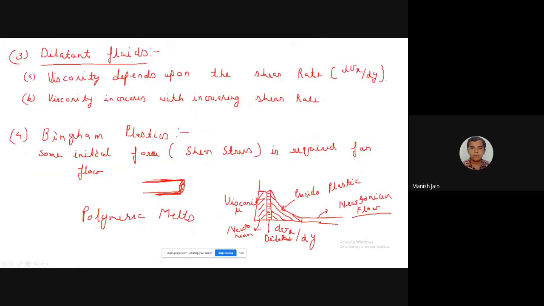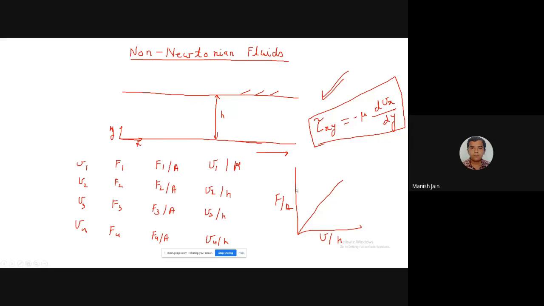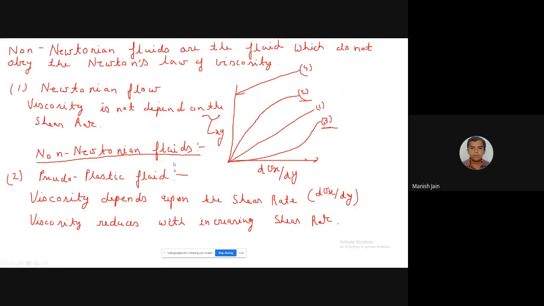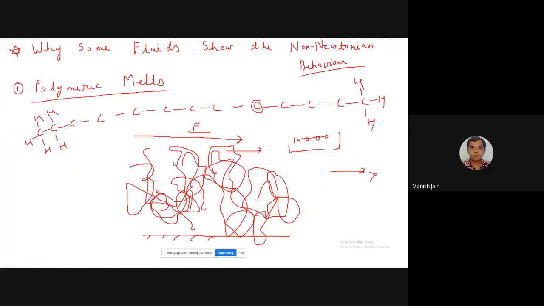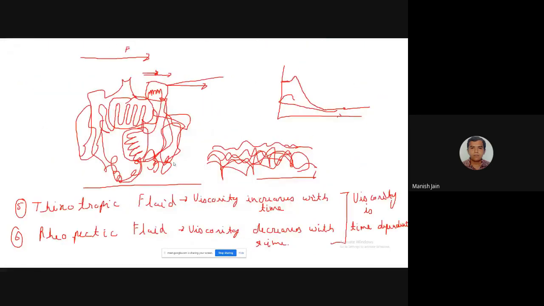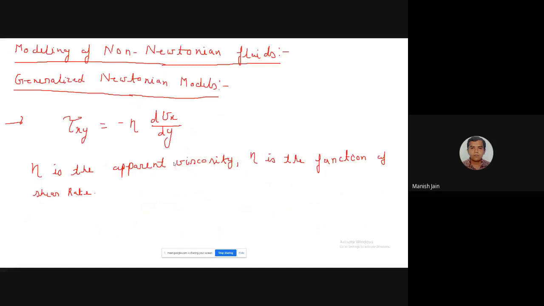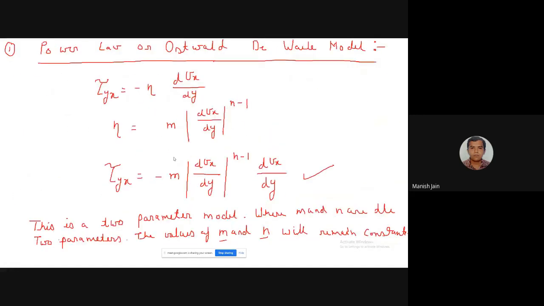So we were on the non-Newtonian fluids. We have covered the types of non-Newtonian fluids, then the basic mathematical model, that is the generalized non-Newtonian model. In the generalized non-Newtonian model category, the first model is the power law model, where tau yx equals minus eta dvx by dy.